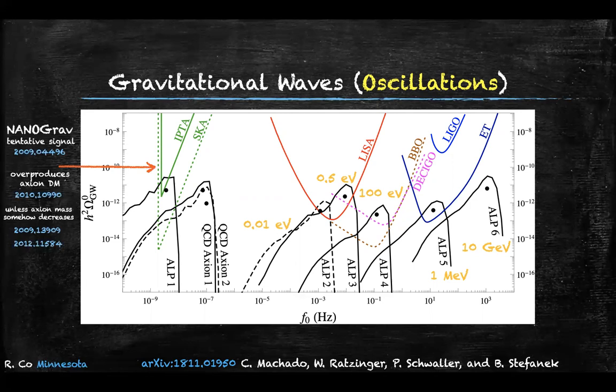What is interesting is that there's a tentative signal in the NANOGrav experiment that is pointing to a region around here. And it can be explained by this axion oscillation with tachyonic instability, except that you actually overproduce axion dark matter, meaning that you need to have large enough initial field value of the axion to have enough energy density to do that. And you have to either make the axion mass somewhat smaller at low temperature so that it doesn't overclose the universe, or you just have to use a mechanism to produce gravitational waves at this large strength. But that's not the case if we're thinking about rotation.